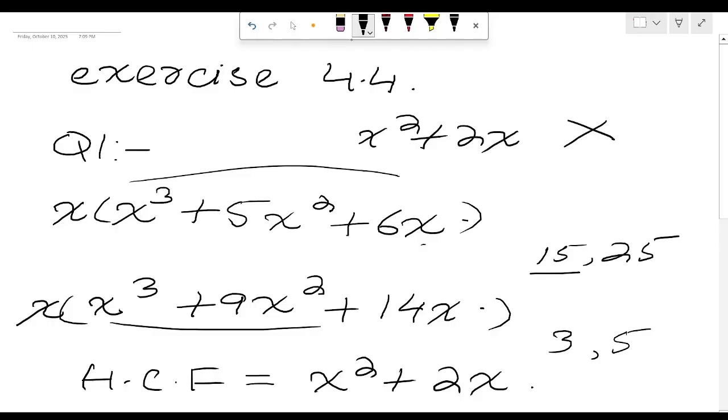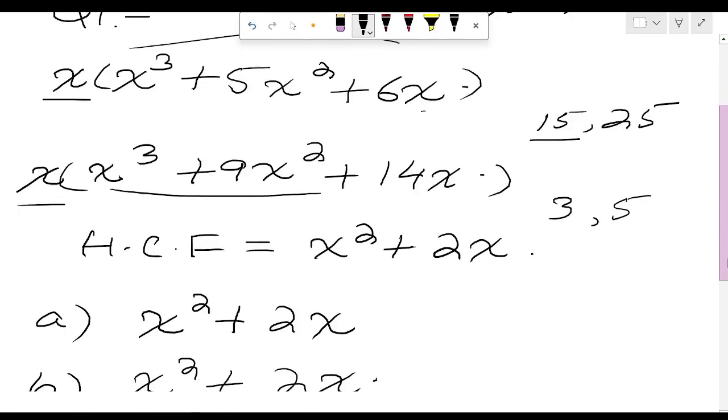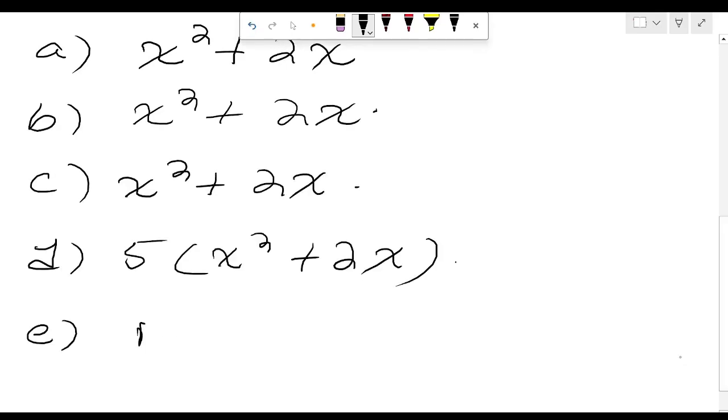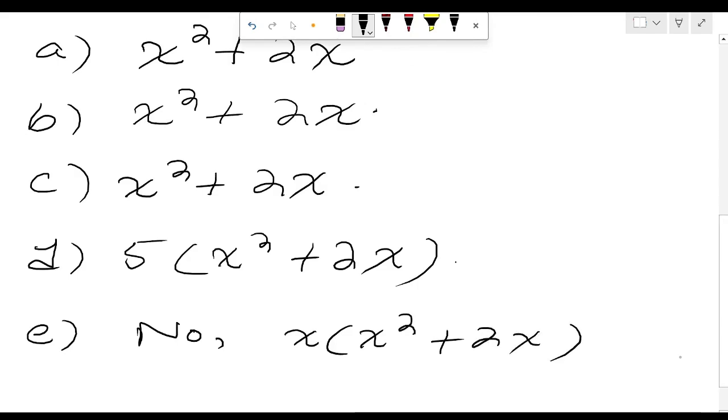The answer is no. Why? Because the greatest common divisor between these two is the same. x and x can cancel each other out. So our answer for the last part will be no, and the resultant will be x bracket x square plus 2x. So this is question number 1.